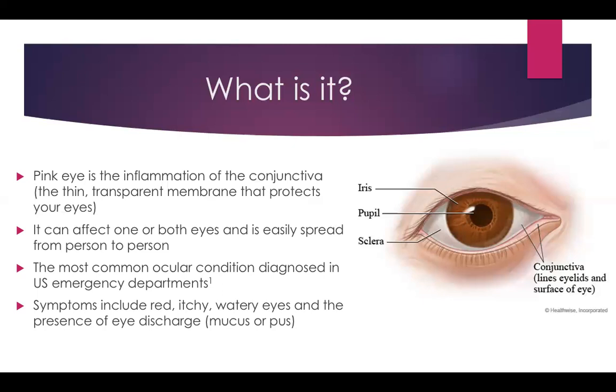So pink eye can affect either one or both eyes. It can start in one eye and spread to the other. It can also spread from person to person quite quickly, as it's spread through direct contact. And according to a 2021 study of pink eye cases in the US, it is actually listed as the most common ocular condition diagnosed in US emergency departments. So I'm sure they see it almost every day.